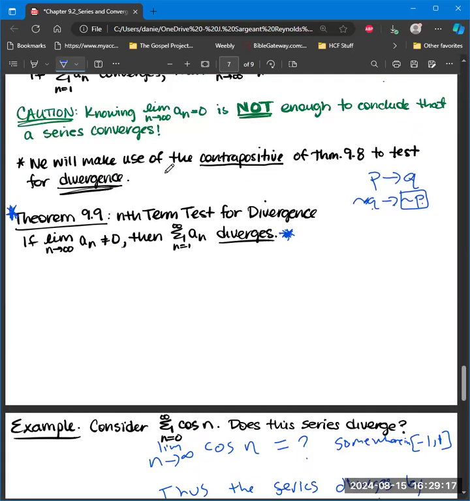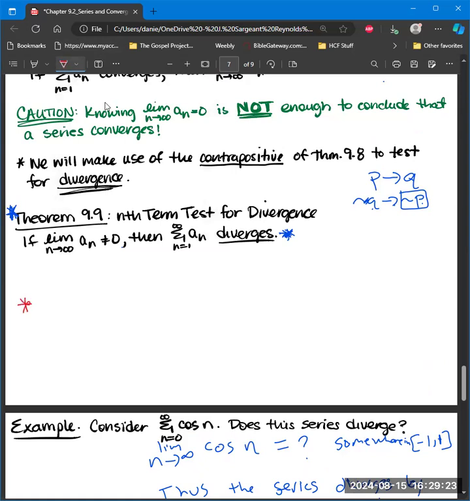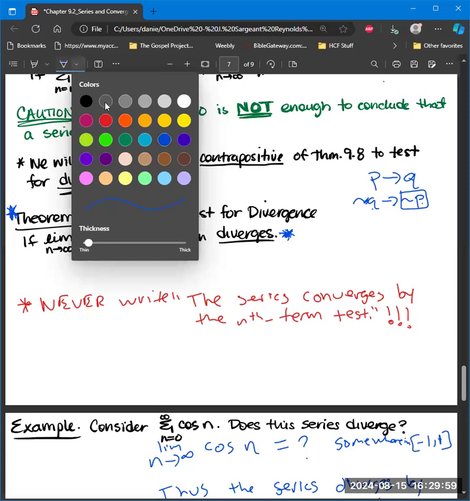Let me just say this one more time because it's really important. Never, ever, ever write "the series converges by the nth term test." Never, ever, ever write that. It's wrong. Okay? It's a good way to lose points on your test. Never write that.